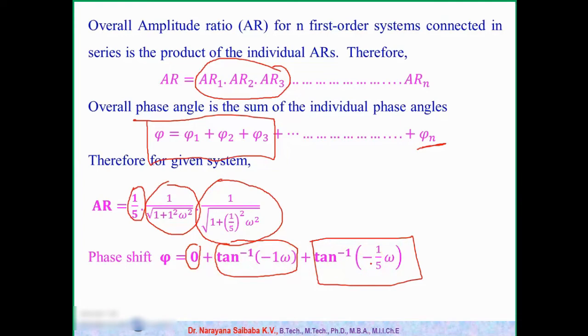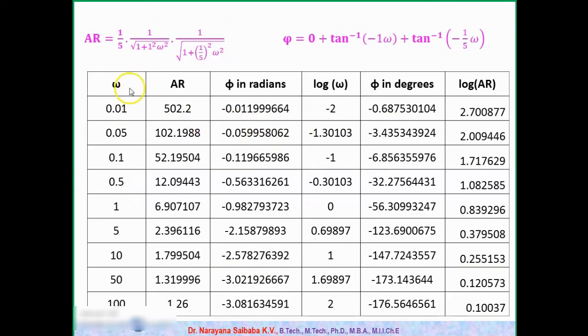Okay, once you know the overall AR formula and overall phi formula, then simply by assuming different values of omega, we calculate the corresponding AR and phi values. For different omega values, we'll get different AR and phi sets. So using that set of data, you can draw the Bode diagram.